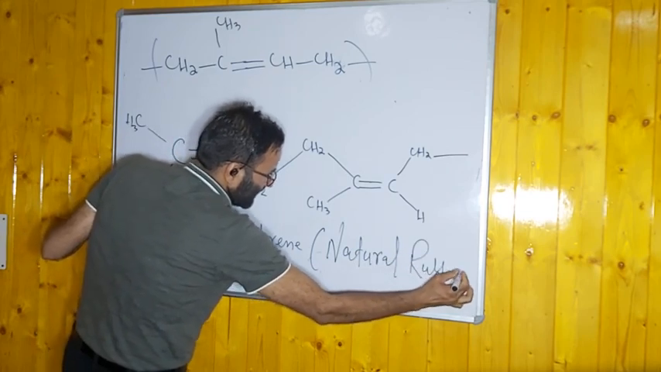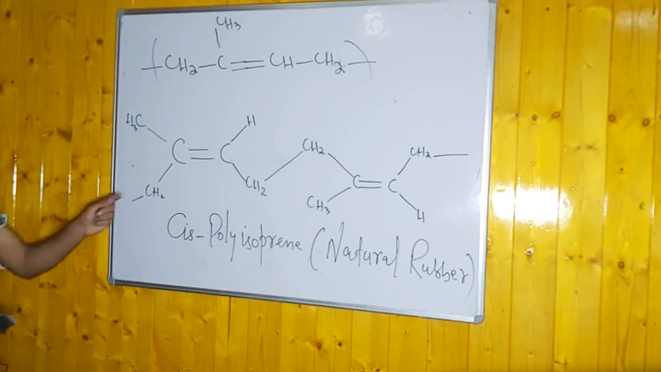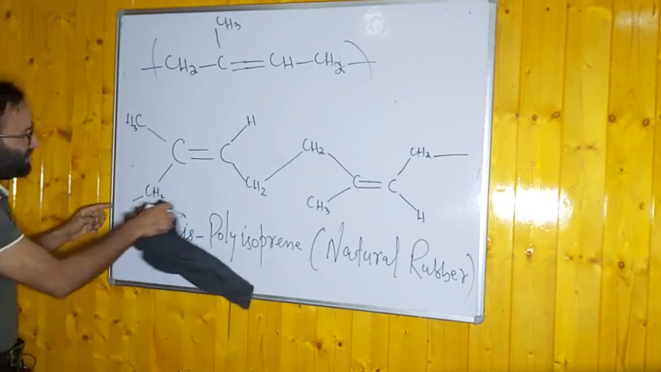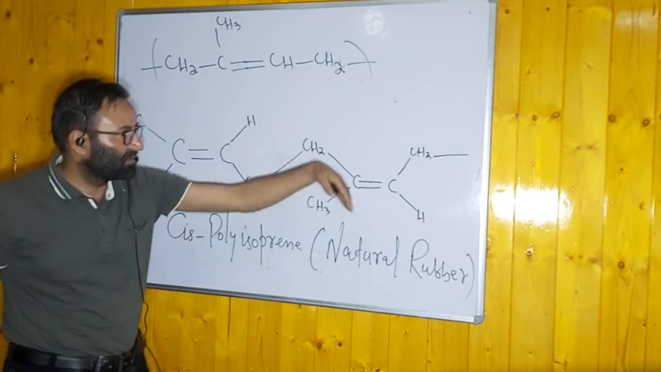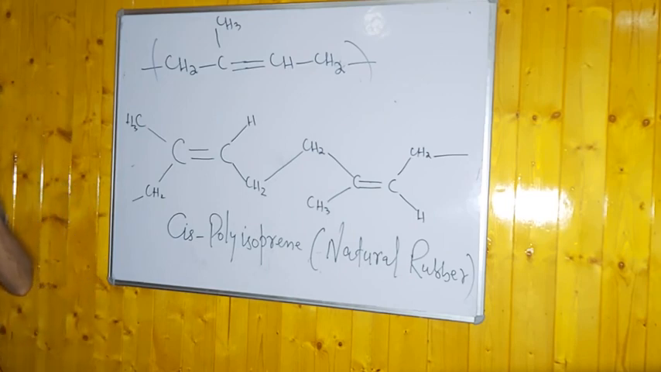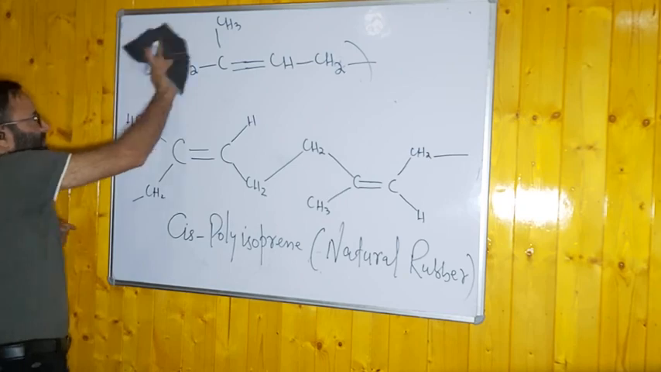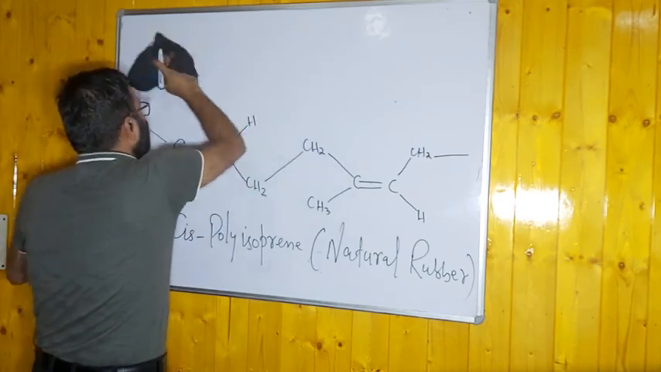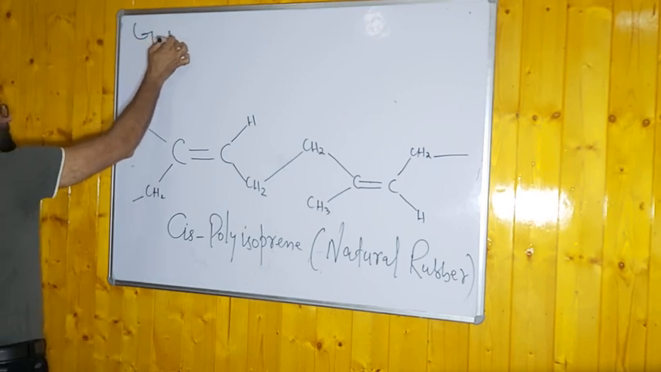It means that all the double bonds will have cis orientation, because CH2 lie on the same side. This is the double bond, CH2 lie on the same side. We have another kind of rubber that is known as gutta-percha. Remember this point. I will talk about that kind of rubber. You have another kind of rubber, that is gutta-percha.